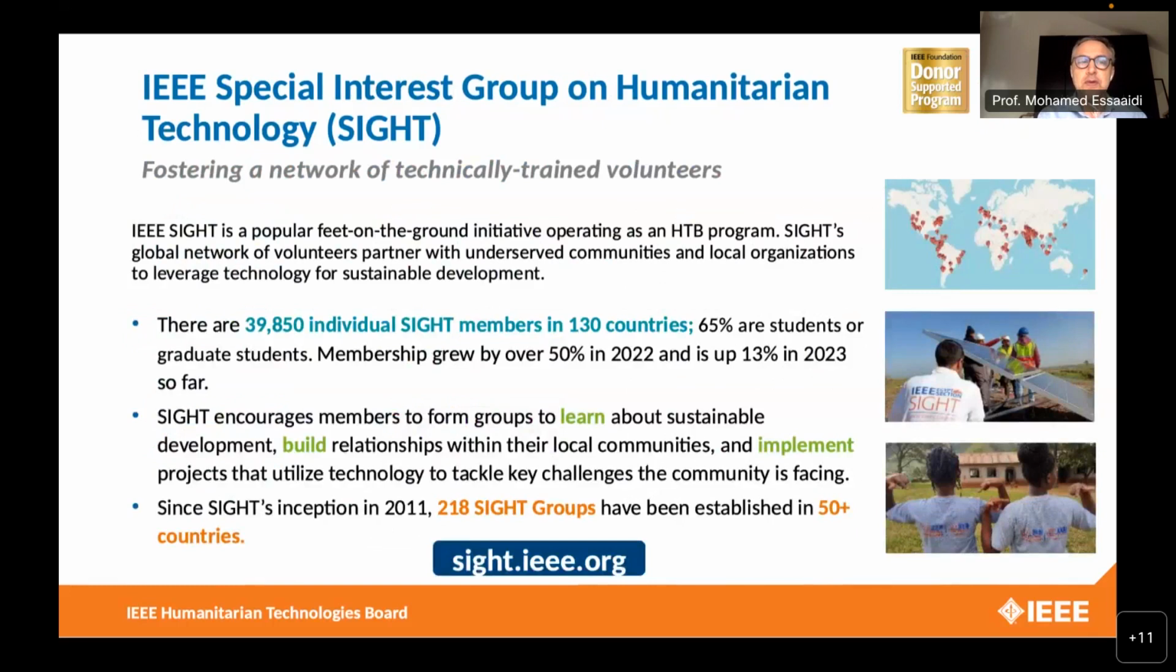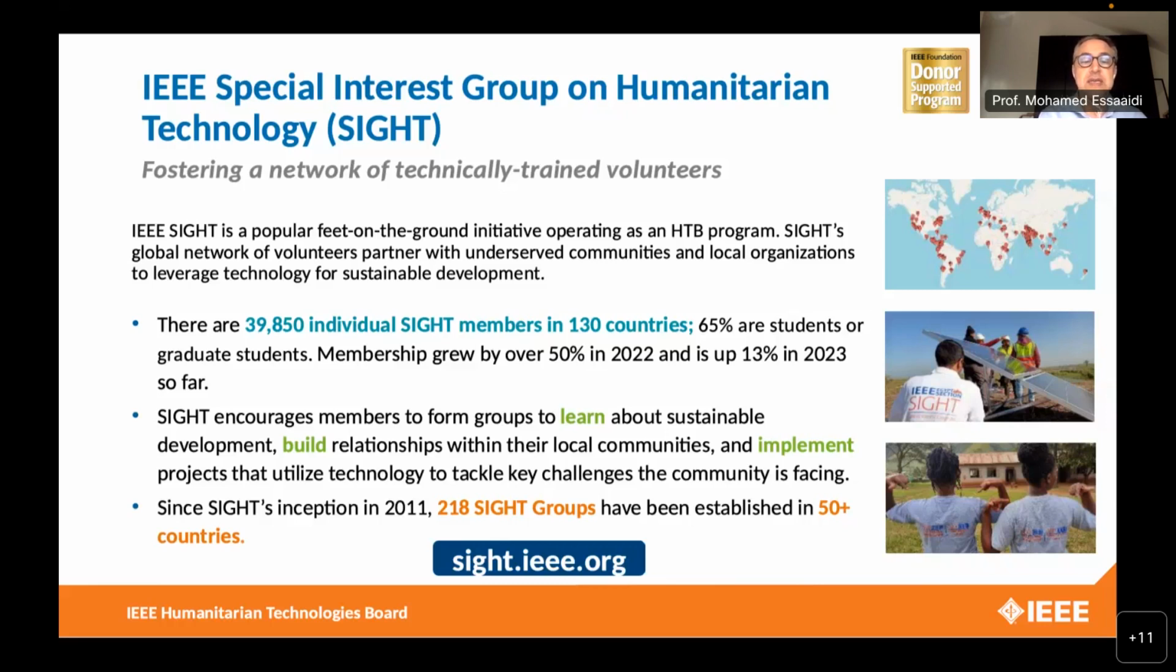We have also, within the IEEE HTB programs committee, IEEE SIGHT, the IEEE special interest group on humanitarian technologies, which is targeting to foster a network of technically trained volunteers around the world. IEEE SIGHT is a popular feet on the ground initiative operating as an HTB program, as it was mentioned. SIGHT's global network of volunteers partner with underserved communities and local organizations to leverage technology for sustainable development.